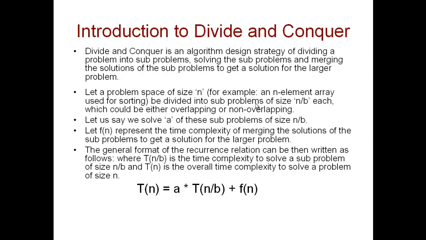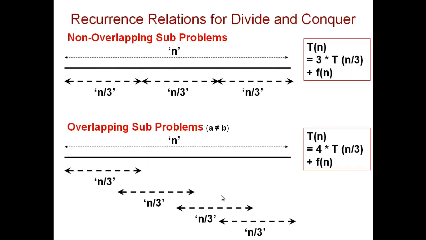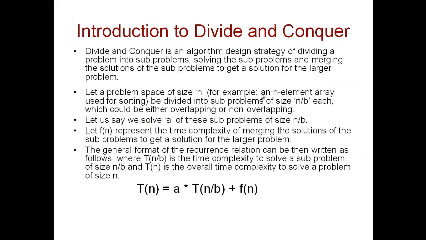Now we need to solve the sub-problems. We will say the time complexity of solving one sub-problem of size n over b is given as T of n over b. How many such sub-problems are you solving? In this case you could solve all 3 sub-problems and then combine the solutions. But in general, we will say we solve a of the sub-problems that we come up with. Each sub-problem takes T of n over b time to find the solution, so a times T of n over b gives you the time to find solutions across all the a sub-problems.